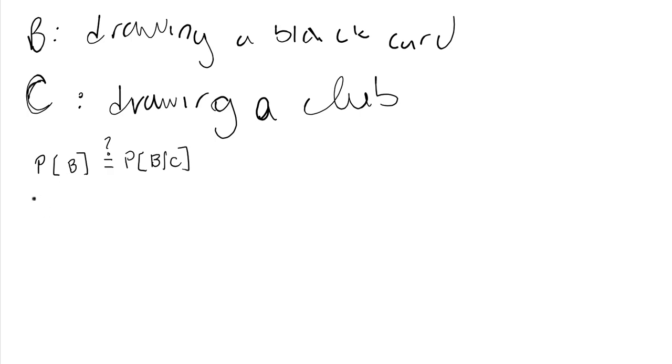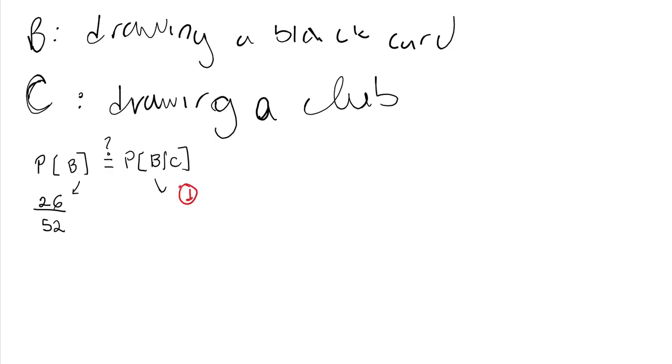Okay, so let's calculate this using the same method we did before. What's the probability of drawing a black card? Well, it's the number of black cards, and we have 26, right? Black cards, which are from clubs and spades, over a total of 52. Okay, so this is the left-hand side. And now let's calculate this conditional probability. I have two ways of doing it.